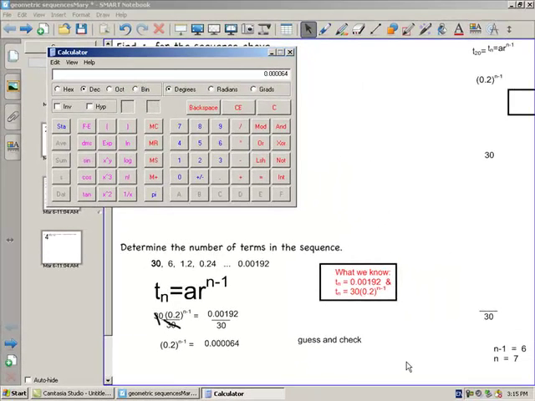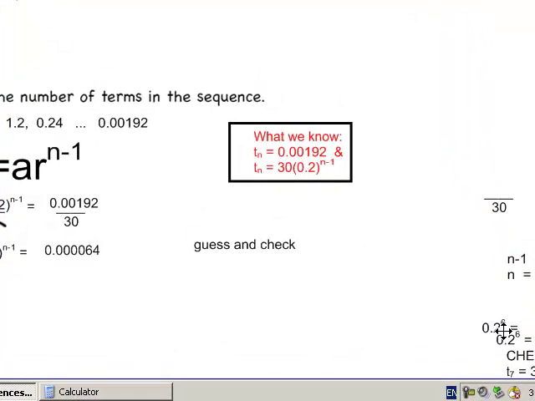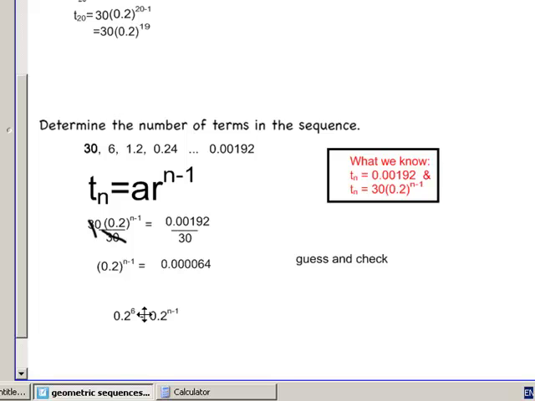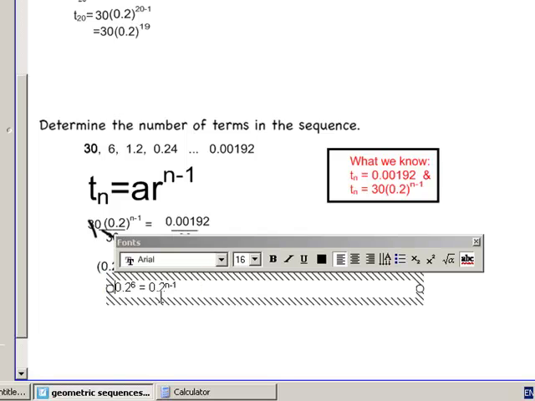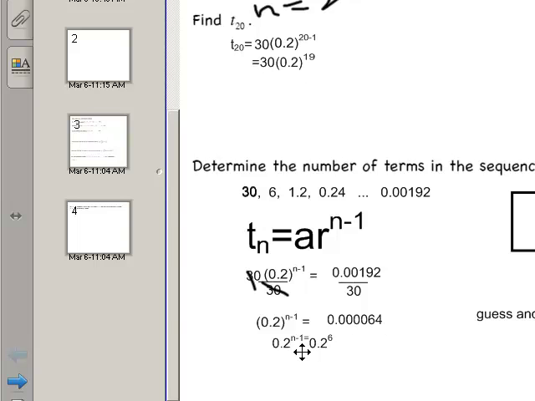So I'm going to set up that equation. I'm going to make that equal. This is what I'm now saying. I'm now saying that my 0.2 to the n minus 1 is in actual fact equal to my 0.2 to the exponent 6. Okay, so all we've done here is we have rewritten this number as a power. Now we have equality of powers.